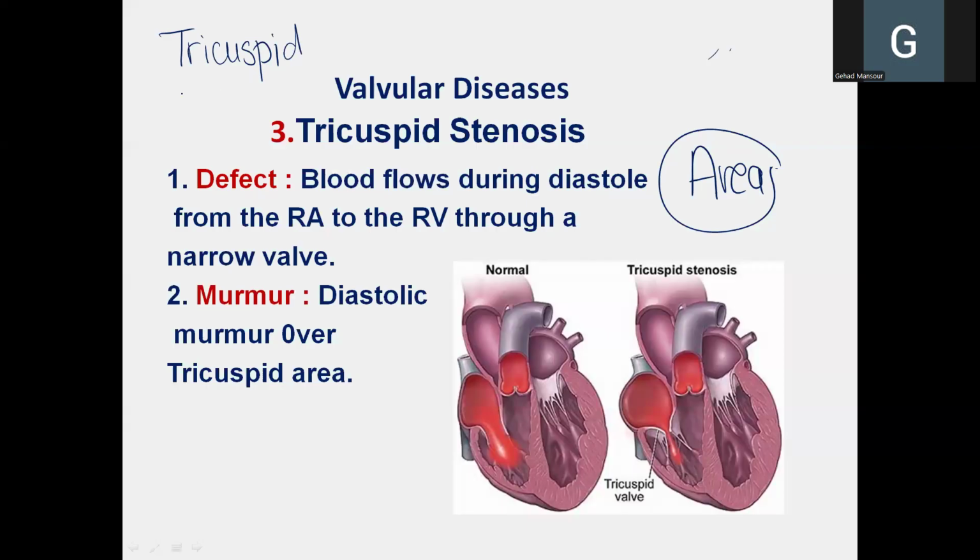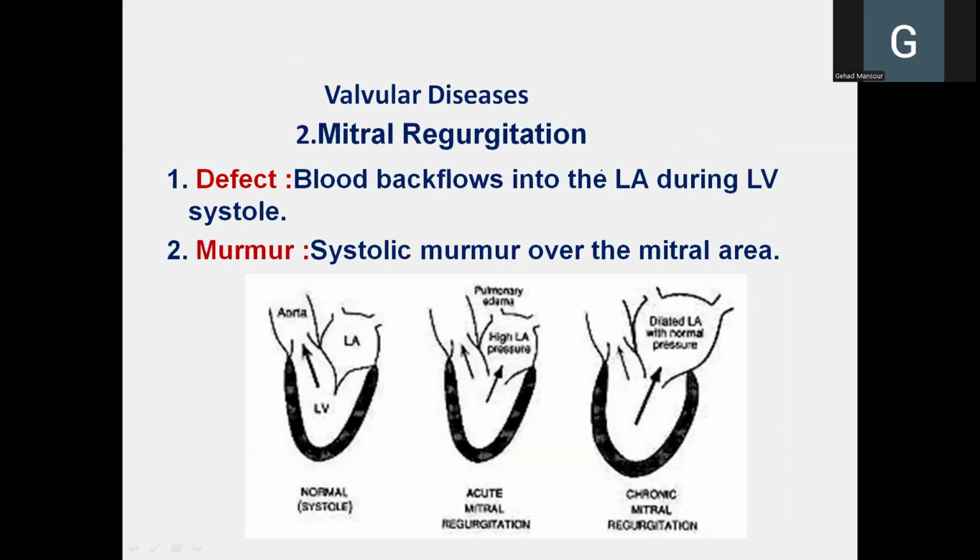Where is the tricuspid area? Fifth intercostal space on the left sternal border. In mitral regurgitation, on the other hand, we have an incompetent valve. What do we mean by incompetent valve? It's either a wider than normal valve or a distorted valve. In all cases, this means that the valve does not close properly.